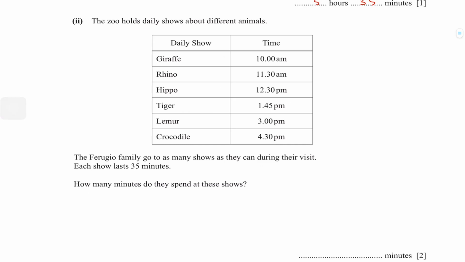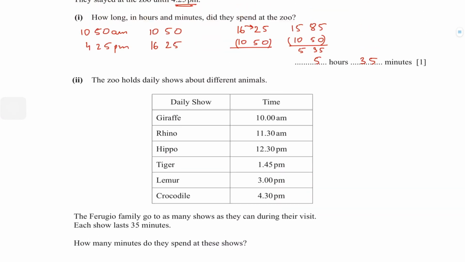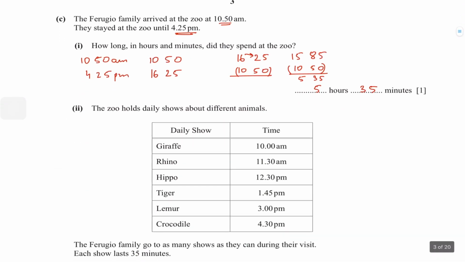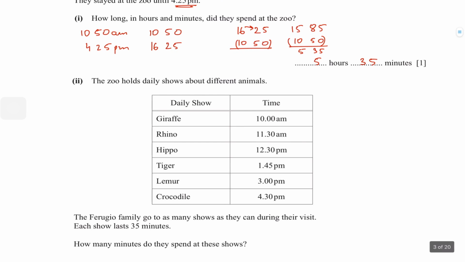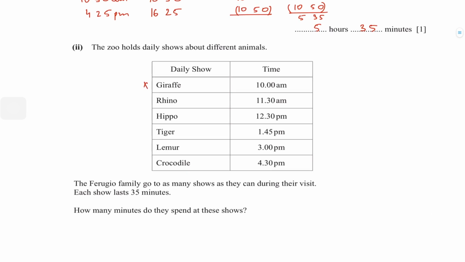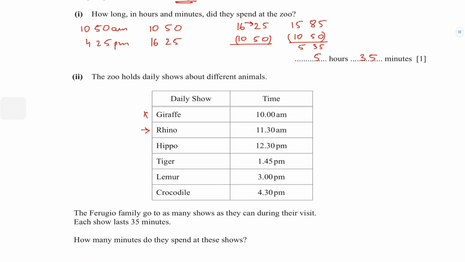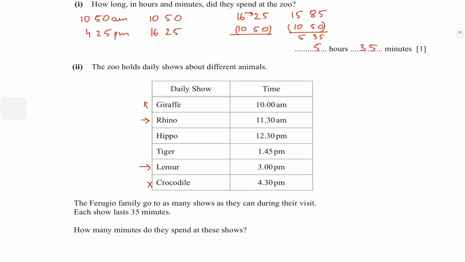Okay, so what we have to do here is, first of all, let's see the time at which they arrive. So they arrive at the zoo at 10:50 a.m. So that means they missed the giraffe show, but they made it in time for the rhino show. And they're going to leave at 4:25. So that means when they leave at 4:25, obviously they're not going to be able to see the crocodile show. So we're going to cross this. So that means the last show that they're going to see is the lemur show.